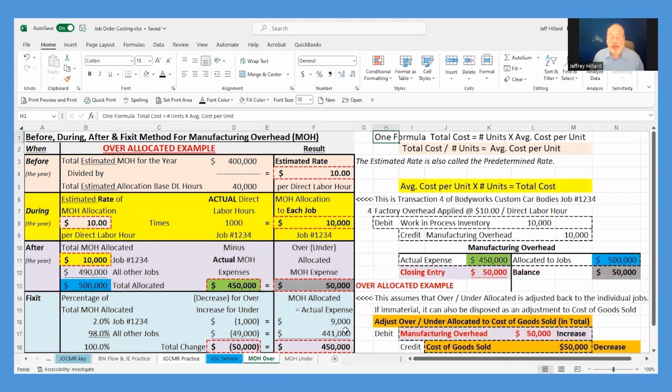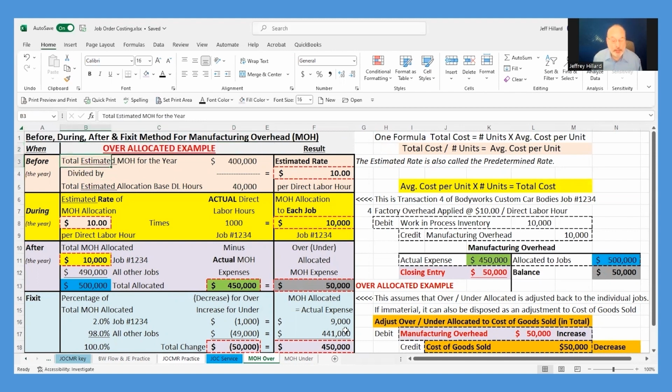And here we go. First thing, we're going to heavily use our one formula. Total cost is equal to average cost per unit times number of units. We're going to rearrange it to total cost divided by number of units equals average cost per unit. What happens with manufacturing overhead? And this is an over-allocated example.